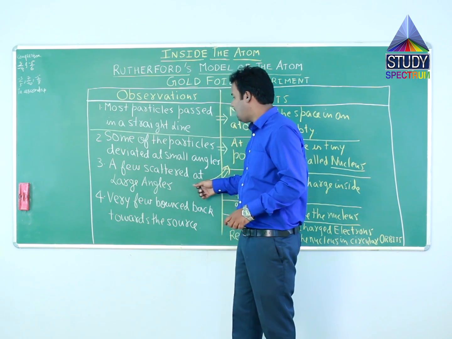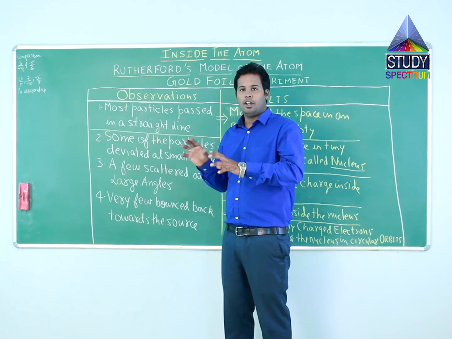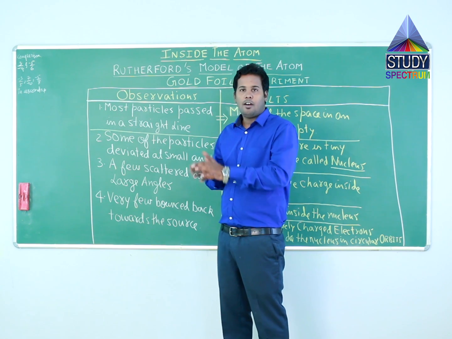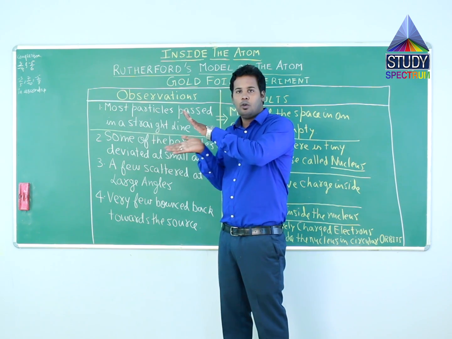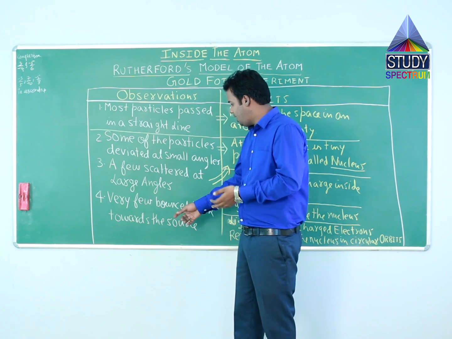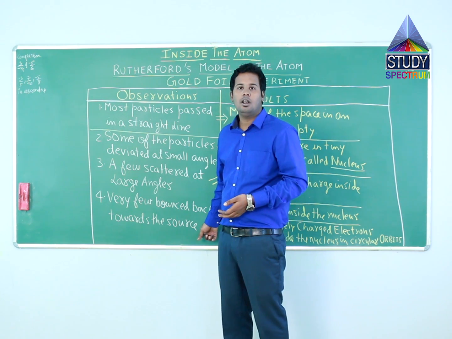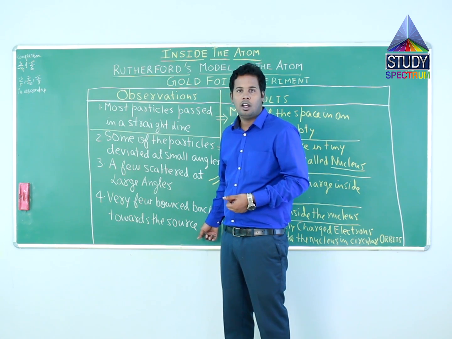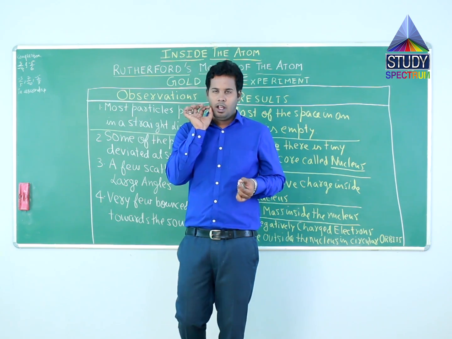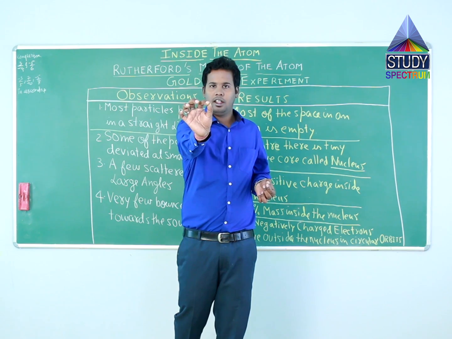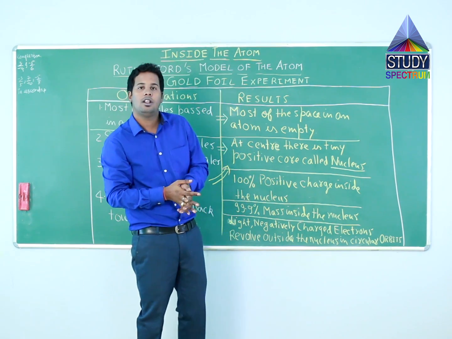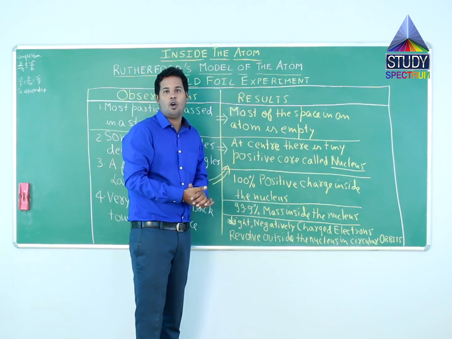A very few scattered at large angles. So the number of alpha particles hitting at the center was the majority, a few went through small angles and a very few through large angles. And he also observed that very few bounced back towards the source, the alpha particle source, the radioactive element. That number was very small. They were traveling in a straight line and they bounced back at 180-degree angles.